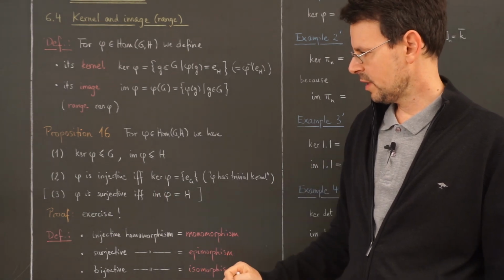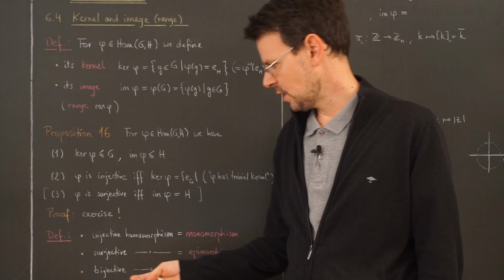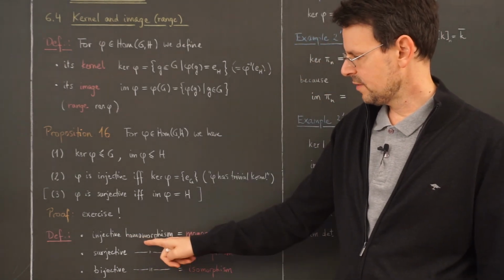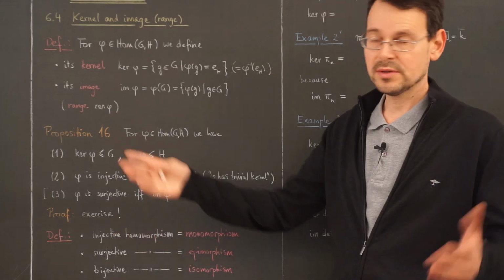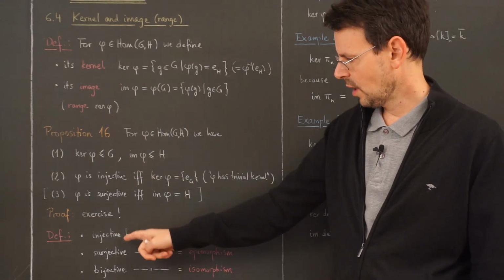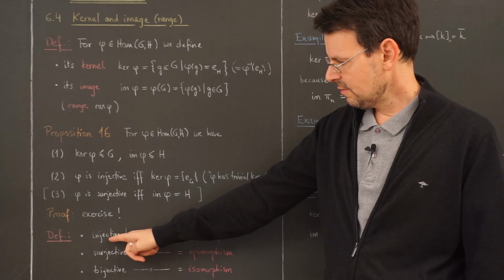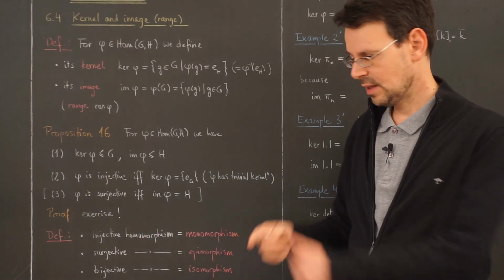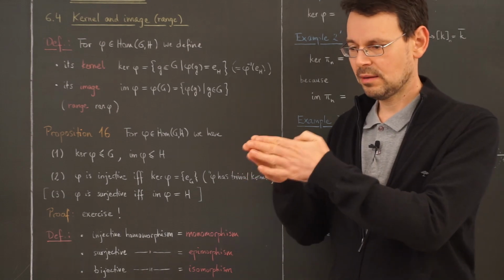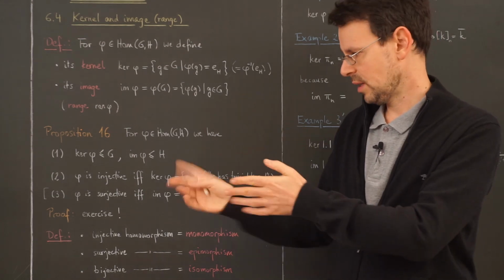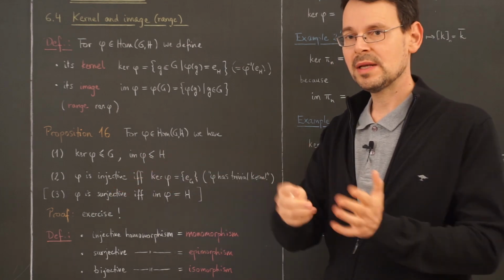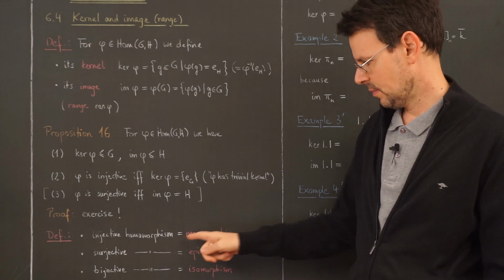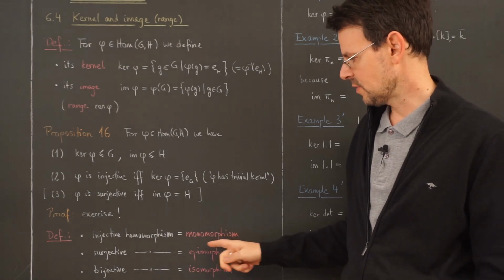Now, 3 more definitions or words that are used when dealing with homomorphisms. If a homomorphism of groups, later on also rings and whatnot, is injective, it is called a monomorphism, meaning that only a single element at most can be hit by phi. No element in the codomain H gets hit twice or more by phi. I think this is where this "mono" comes from.